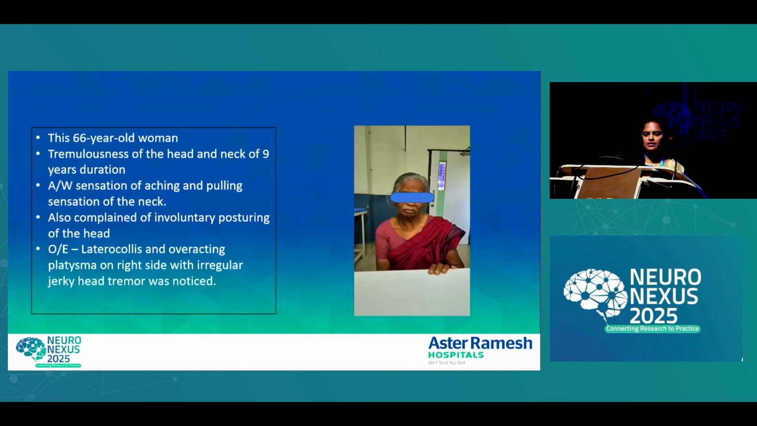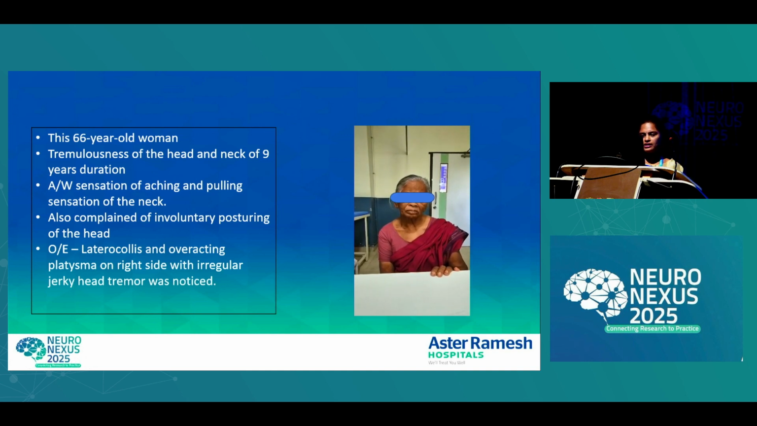The next case is a 66 year old woman who presented with tremulousness of head and neck of 9 years duration associated with aching and pulling sensation of the neck. On examination, there is tremor of the head with a slightly jerky nature, and you can observe the overacting platysma muscle on the right side with slight head posturing, that is laterocollis. It is not simple essential tremor because there is a component of dystonia. It is essential tremor plus.